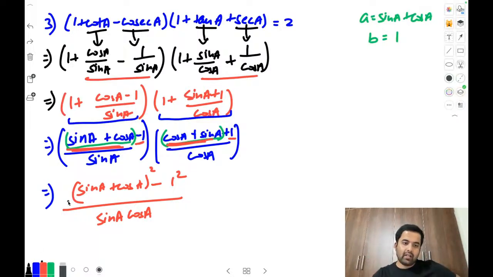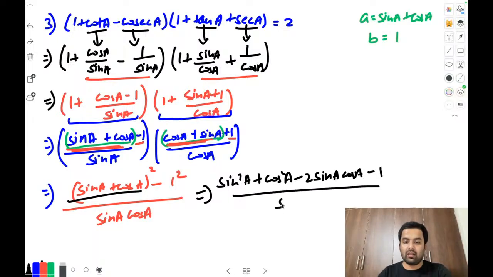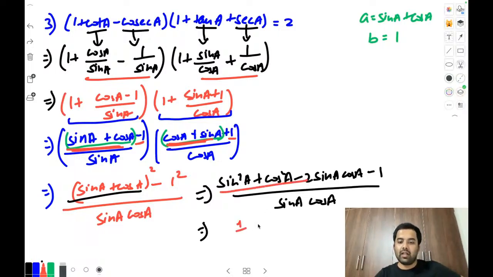Next part, the last part is remaining. We know that A plus B whole square, it is the pattern, okay? Expand that. Sin square A, which means A square, now B square, minus 2 sin A cos A minus 1 divided by sin A cos A. Okay? Now, last part, the main thing is this only. As we know that sin square A plus cos square A value will be 1 only, right? So 1 minus 2 sin A cos A minus 1 divided by sin A cos A.